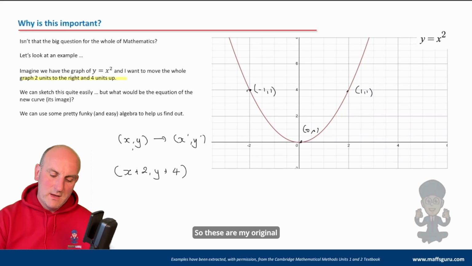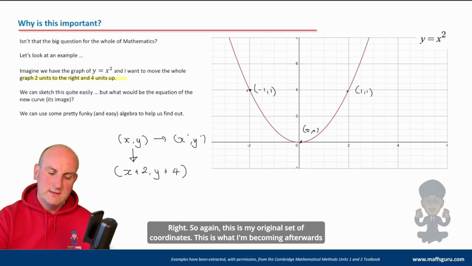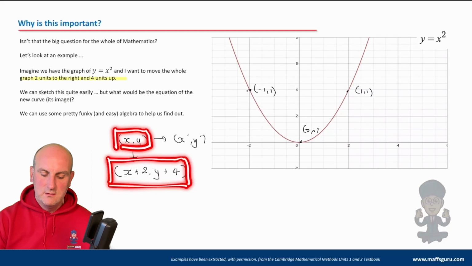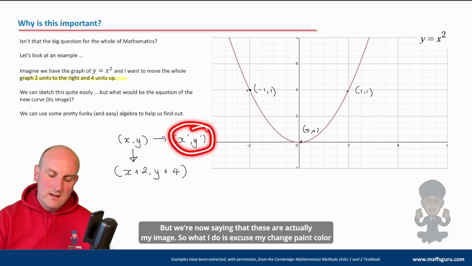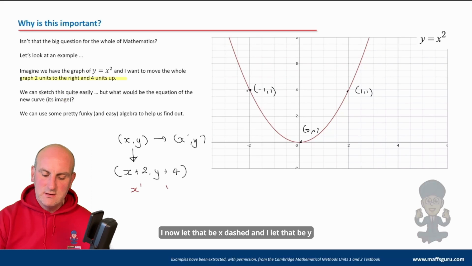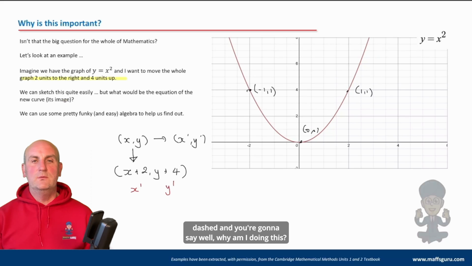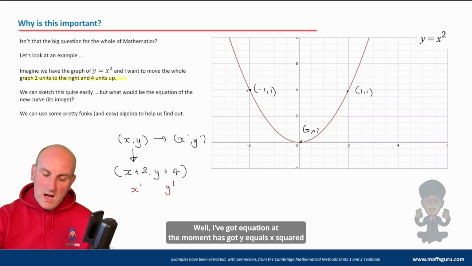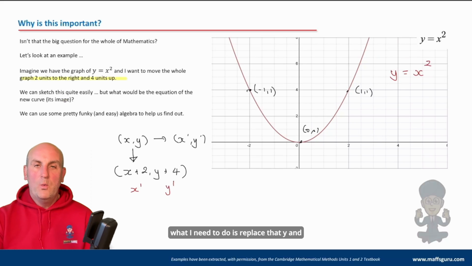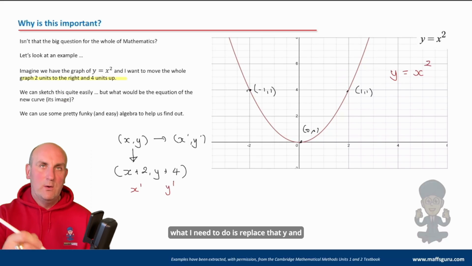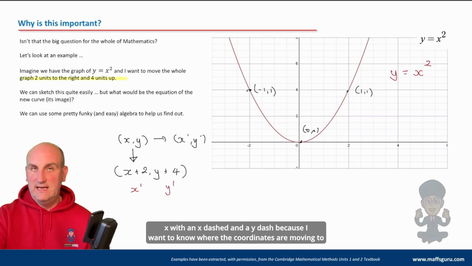So this is my original set of coordinates. This is what I'm becoming afterwards. But we're now saying that these are actually my image. So what I do is, excuse me, I changed pen color. I now let that be x dashed, and I let that be y dashed. And you're going to say, well, why am I doing this? Well, I've got an equation at the moment that's got y equals x squared. What I need to do is replace that y and x with an x dashed and a y dashed, because I want to know where the coordinates are moving to.